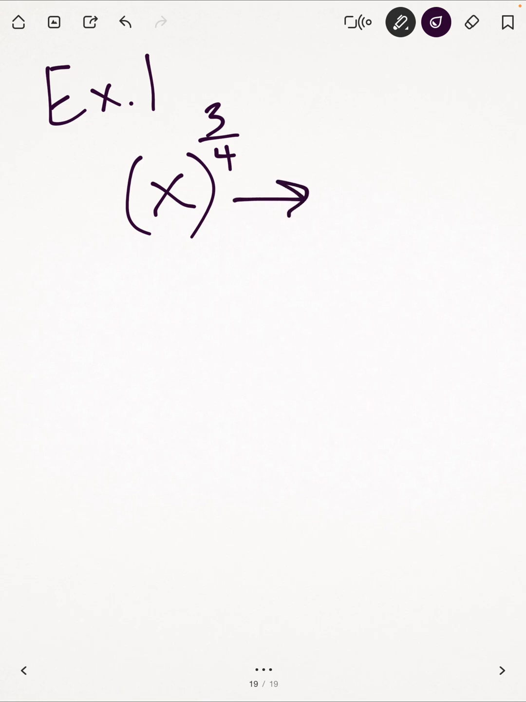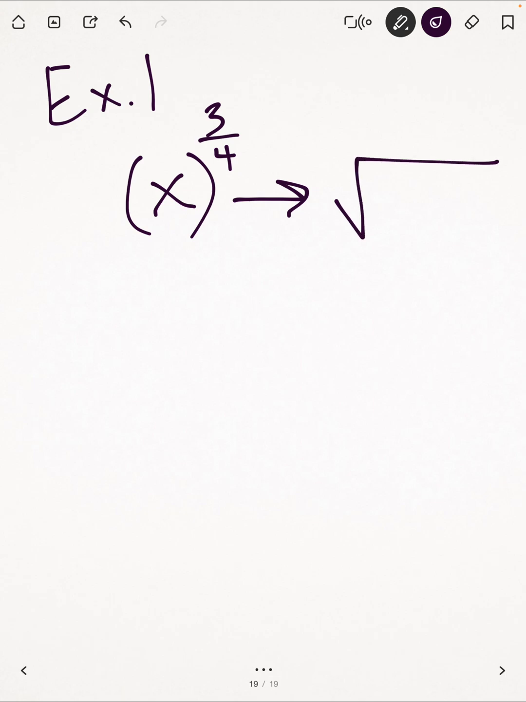All right, we know that this is a rational function because it has an exponent in the form of a fraction. So let's say we have x to the 3/4 power. What we want to do is convert this from an exponent to a radical expression. So we're going to draw a radical sign, or what we used to call a square root sign.